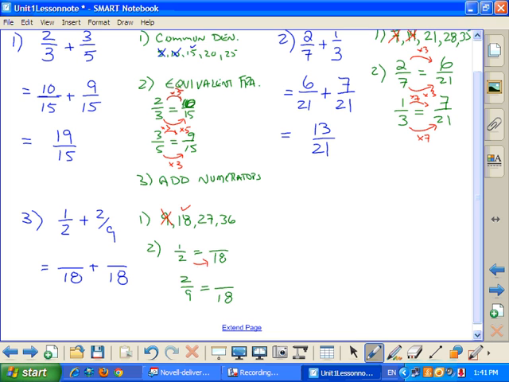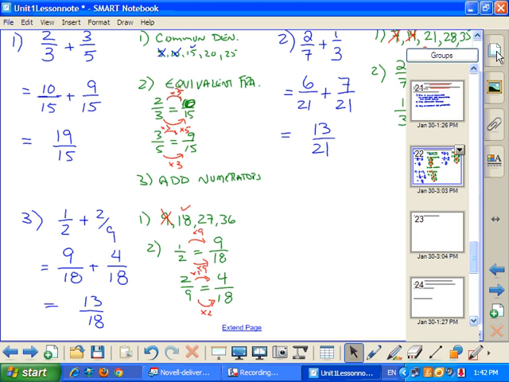So I'm going to multiply by 9. Means that has to be multiplied by 9. So I get 9/18. 9 times 2 gives me 18. So 2 times 2 gives me 4. So my two equivalent fractions are 9/18 and 4/18. 9 plus 4 gives me 13 over 18. So there you go. There is your examples for adding and subtracting. Just subtract the numerators. I should have done a subtracting example. All right.